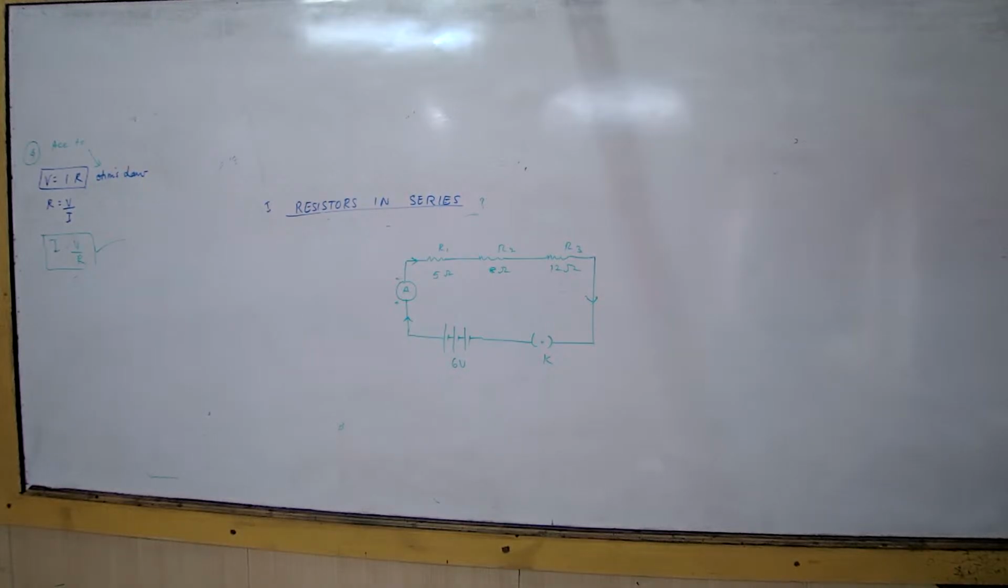Okay, now where is the 12 ohm resistor? RC. So across that you should put a voltmeter. Anyway, I have drawn the ammeter. Come on, draw the voltmeter across it. We are doing question number 2.